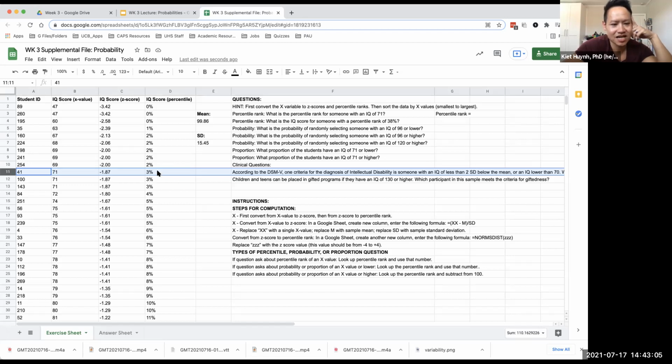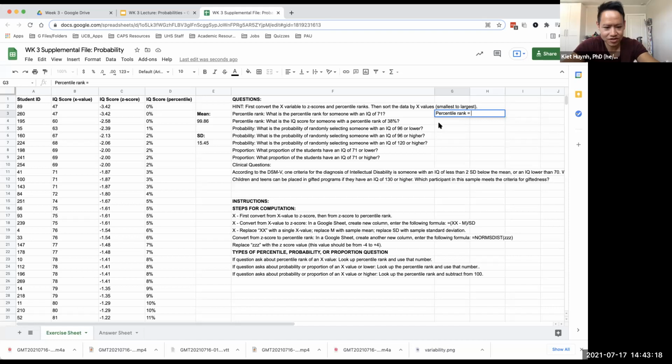That means that they have an IQ that's higher than just 3% of everyone in the sample. And this person is student ID number 41. So the percentile rank of an IQ of 71 is 3%. Next question. What is the IQ score for someone with a percentile rank of 38%? IQ score.